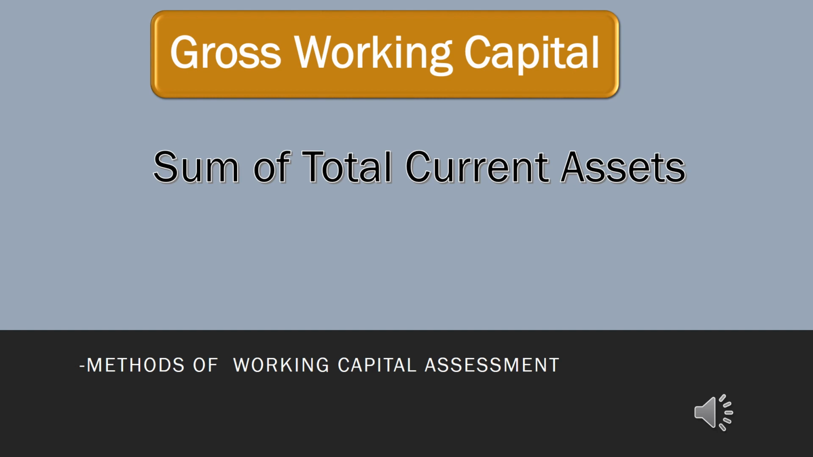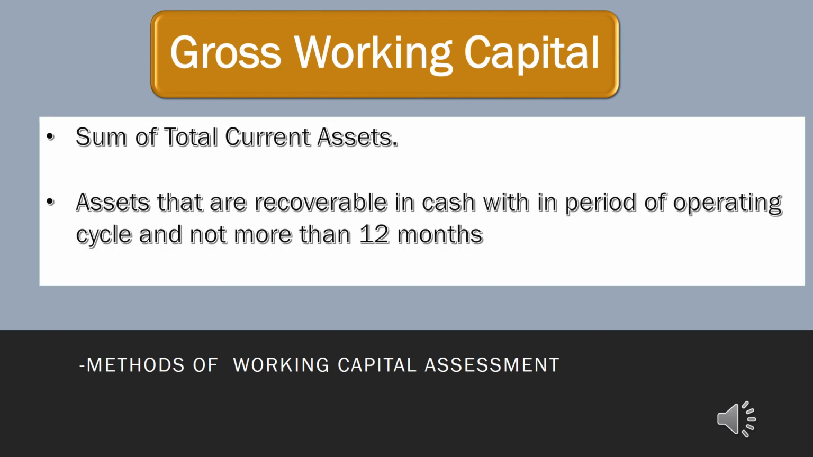First one is gross working capital. In other words, it is the sum of total current assets, the assets that are recoverable in cash within a period of the operating cycle, not more than 12 months. This operating cycle differs from industry to industry. For some industries, it may be 3 months or 6 months, and it should not be more than 12 months.